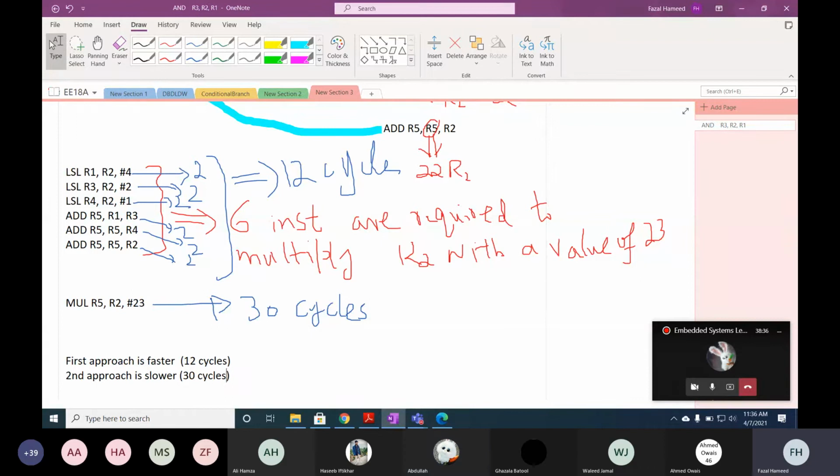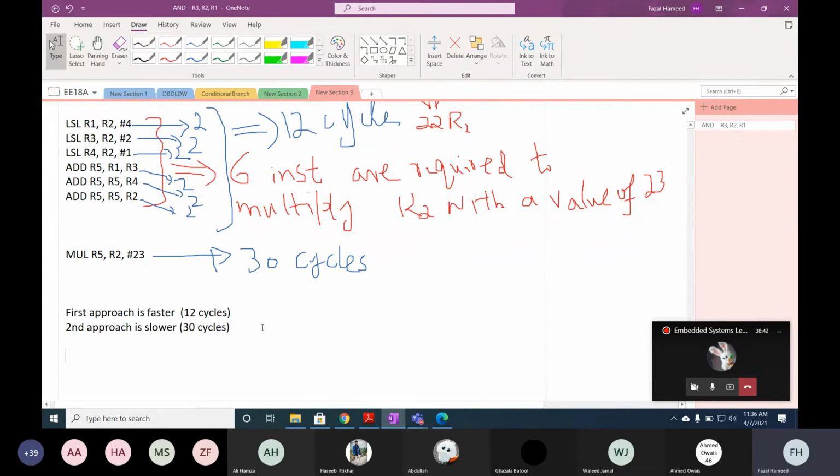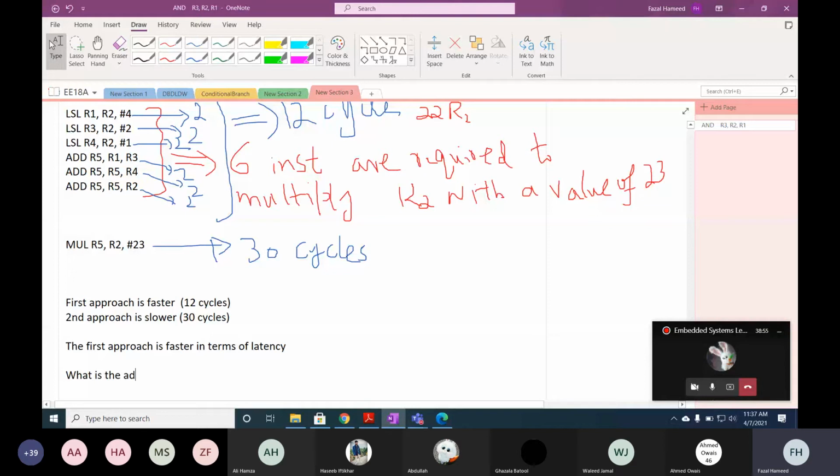The second approach required 30 cycles. Now I want to ask another question. What is the disadvantage of the first approach? The first approach is an advantage in terms of latency, but what is the disadvantage? Sir, complex, more instructions. Very good.